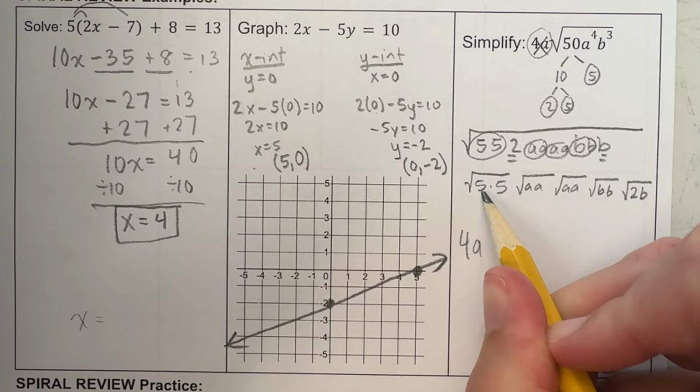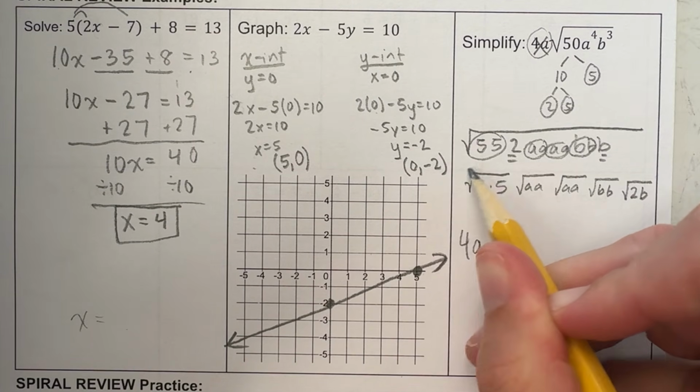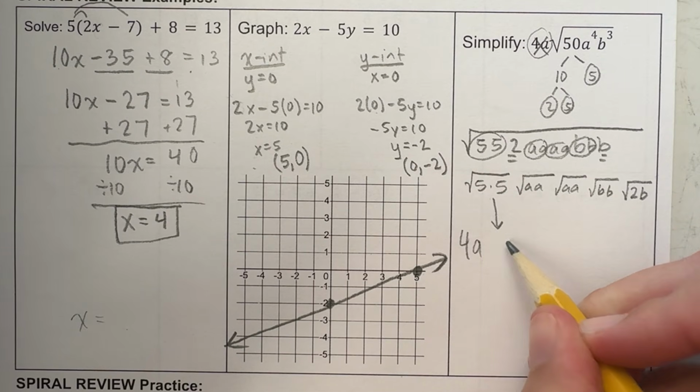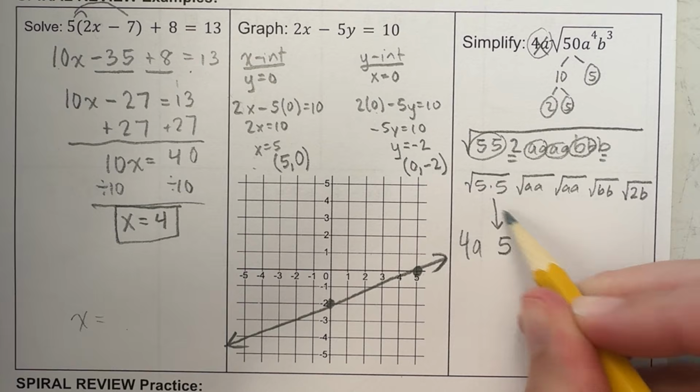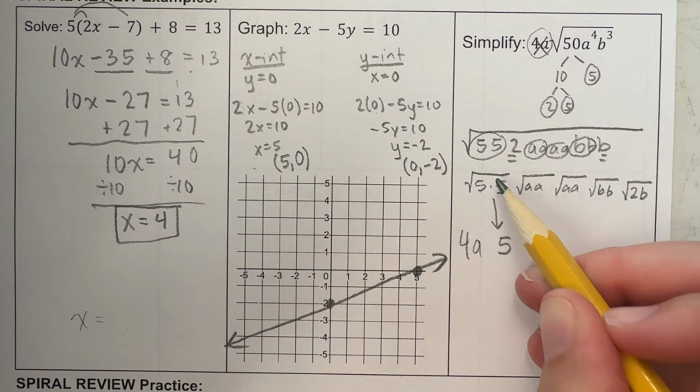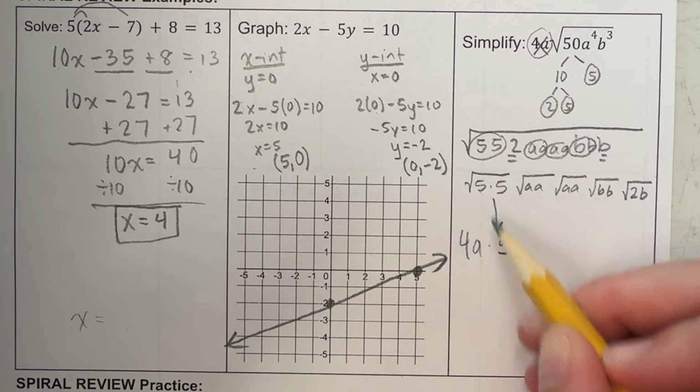Think about what this means. This means 5 times 5, which is 25. And then this is the square root of 25. Well, that's just the number 5. So this becomes just a single number 5. Notice there's no square root sign because I just took the square root. 5 times 5 is 25. The square root of 25 is 5, so I did all of the operations.